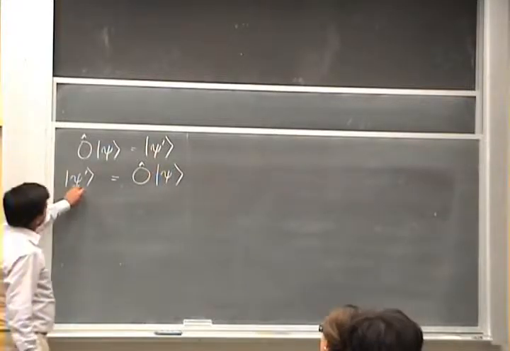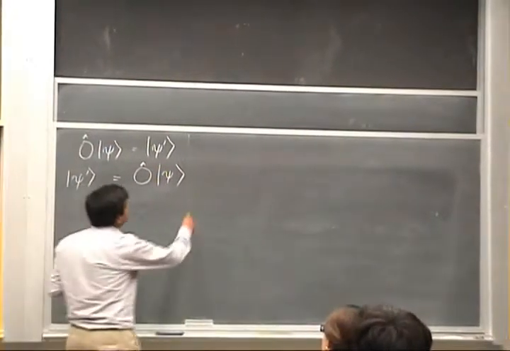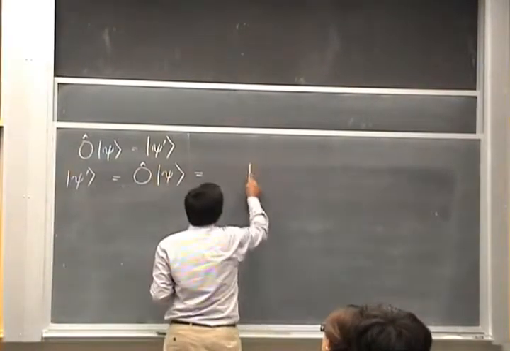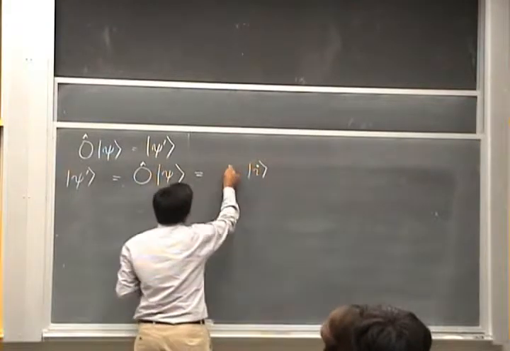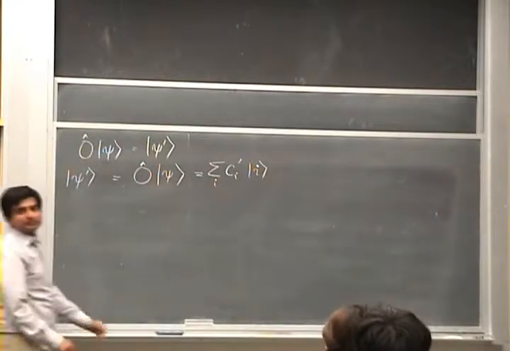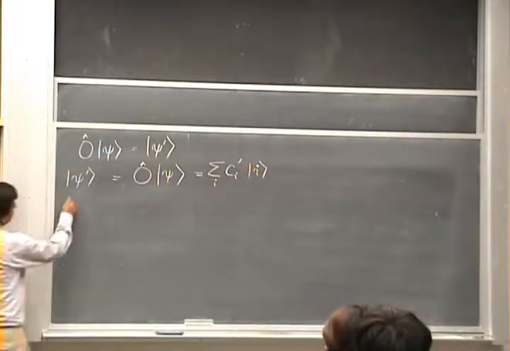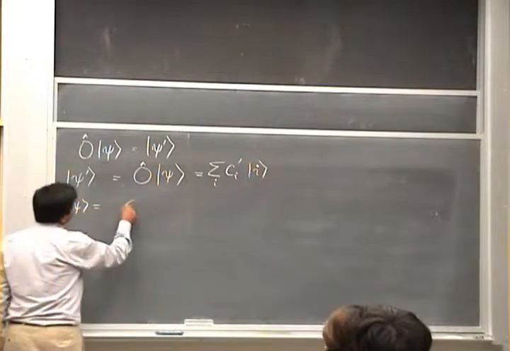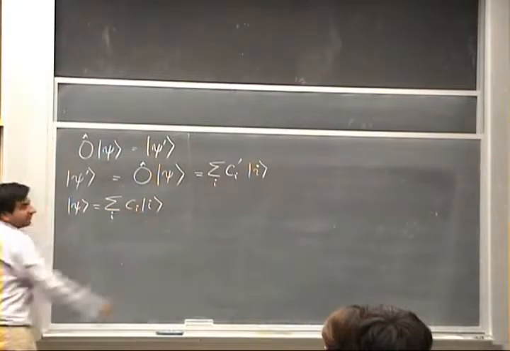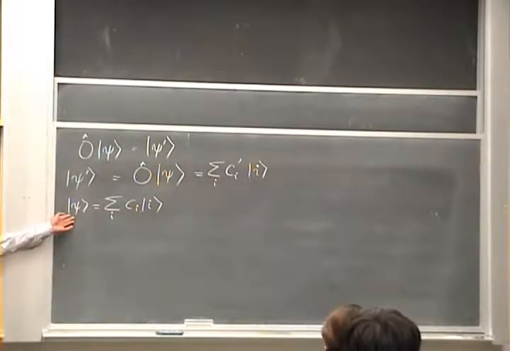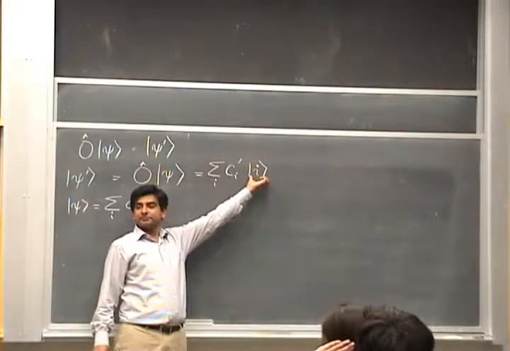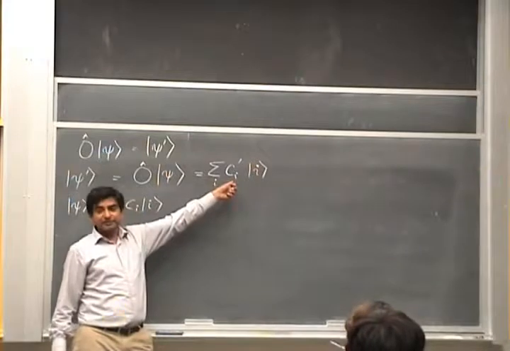Now this final state will also be written as all my i's, all my basis vectors with certain amplitudes. My initial state psi is written as C_i ket i summed up over all the basis vectors. So my initial state was written like this. My final state can also be written in the same basis. However, the coefficients will now be different.